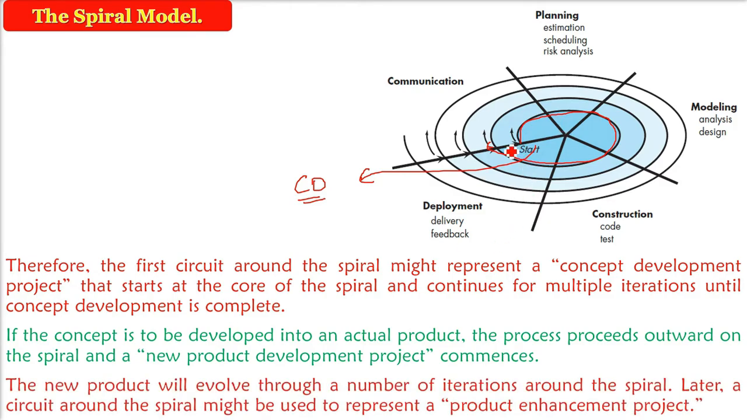Third, it can be enhancement, because once you have developed it, you need to enhance the software because changes or new requirements can come. And finally, the outward spiral can be the support or the maintenance, the product maintenance project, you can say.